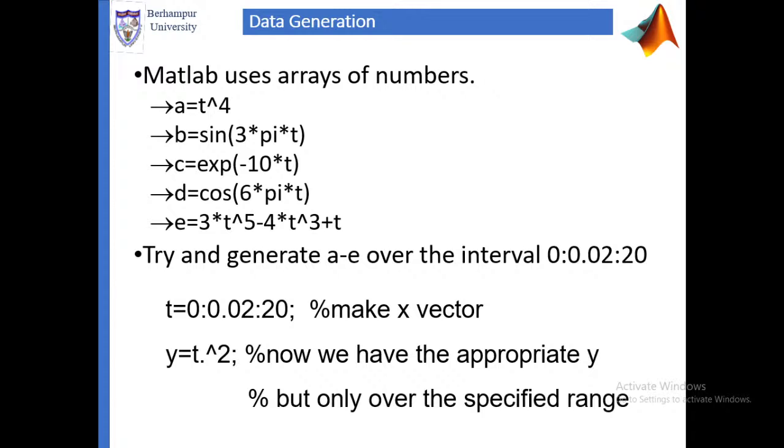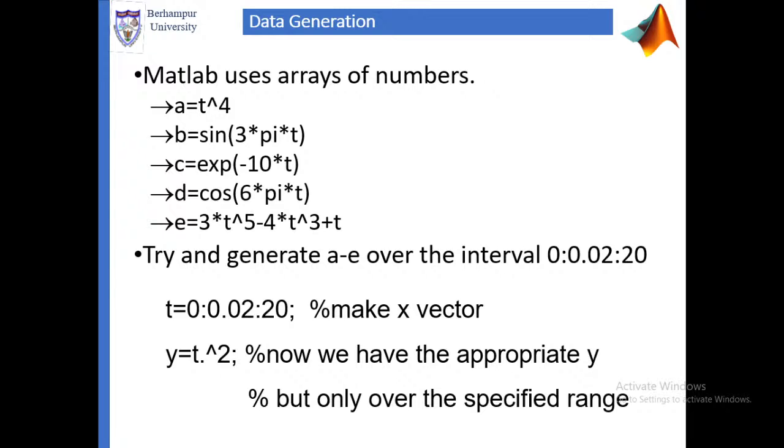C is equal to exponential of minus 10 star t. Here also the same thing as in sine. D is equal to a cosine, and E is equal to 3 star t, then it should be dot hat 5 if t is an array. If t is not an array, then it will be hat 5 only. Minus 4 star t dot hat 3 if it is an array. If t is not an array, it will be only hat 3. Plus t. T will be a single number or an array.